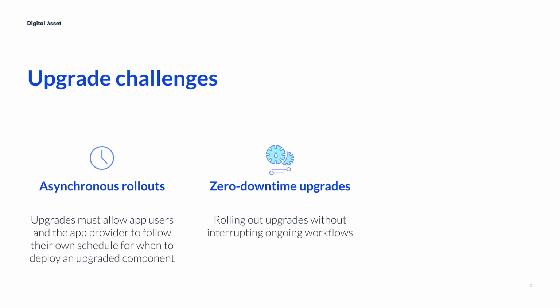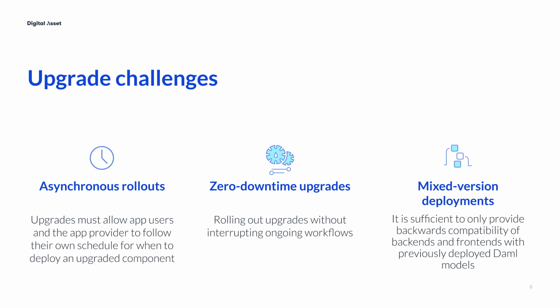Zero downtime upgrades. Some of the app's workflows may need to be able to progress around the clock. These workflows need to be upgraded with zero downtime, that is, in a way that does not interrupt ongoing workflows. The approach we present provides zero downtime upgrades by default. Mixed version deployments. Because of asynchronous rollouts, the app needs to support some level of mixed version deployments. With the approach that we present, it is sufficient to only provide backwards compatibility of backends and frontends with the DAR workflows from the previously deployed version.